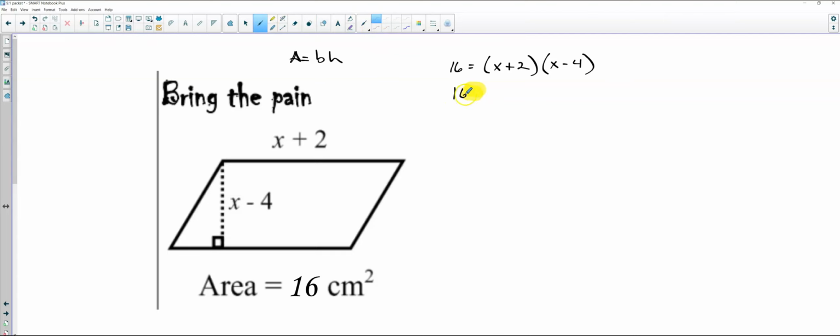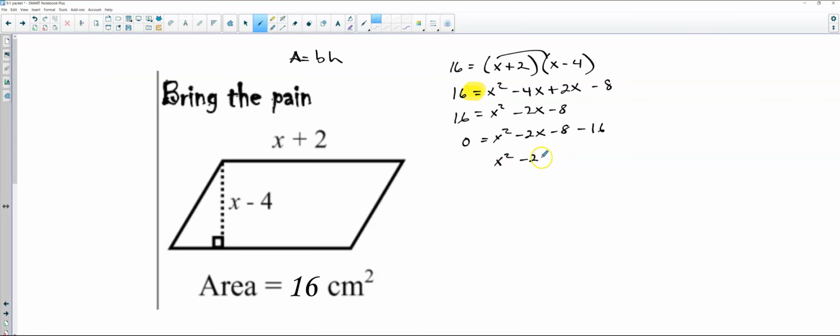We got that 16 is equal to x times x, it's x squared, minus 4x plus 2x minus 8, which when we simplify is x squared minus 2x minus 8 equals 16. Remember, you must zero these out. So in this case, 0 equals x squared minus 2x minus 8 minus 16, which gives me x squared minus 2x minus 24.